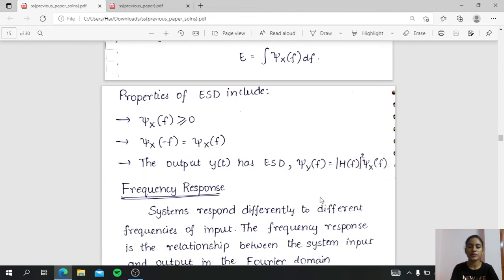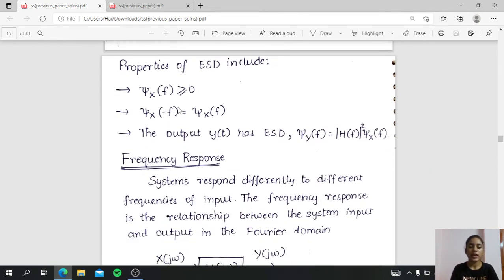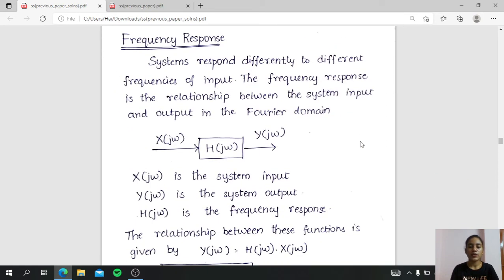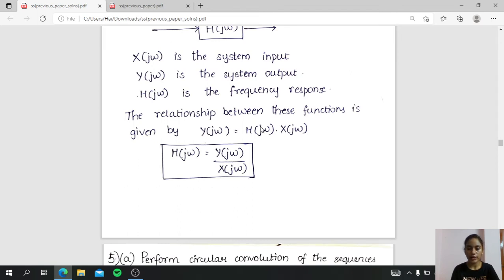And the properties of energy spectral density are psi x of f is greater than or equal to 0, that is, it is always a positive value. It is symmetric, that is, psi x of minus f is equal to psi x of f, and the input and the output energy spectral densities are related this way. And the frequency response, as you know, for different values of input frequency, we'll have different output values. So your X of j omega is the system input, H of j omega is called the frequency response, and Y of j omega is the system response. The relation between these three is given by Y of j omega is equal to H of j omega into X of j omega. So your H of j omega is equal to Y of j omega by X of j omega. This is your frequency response.